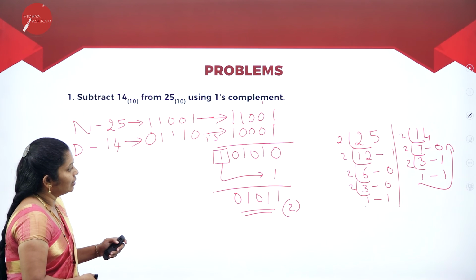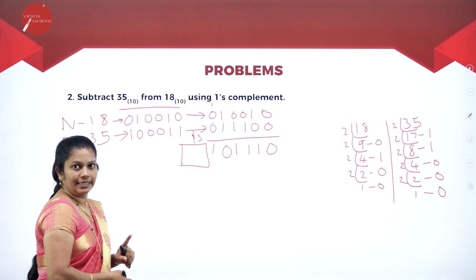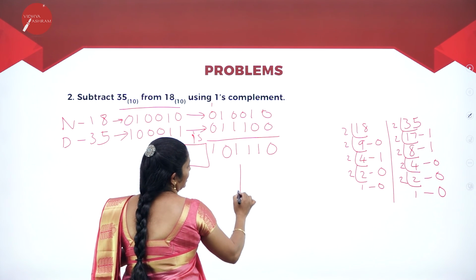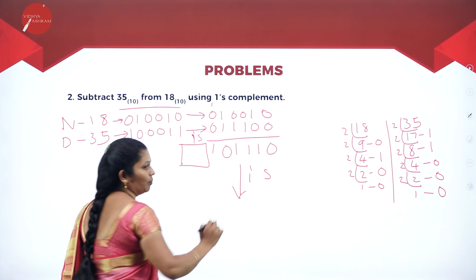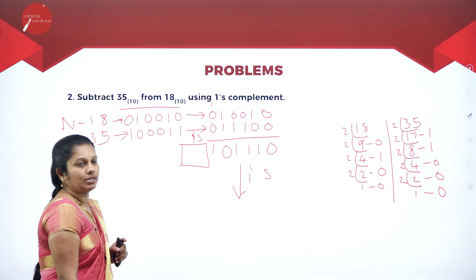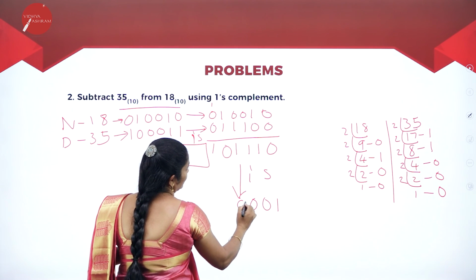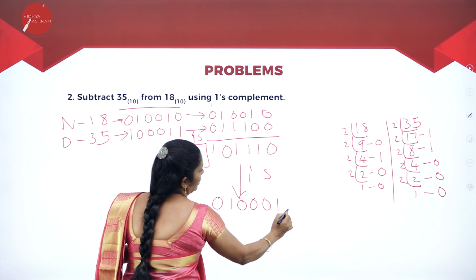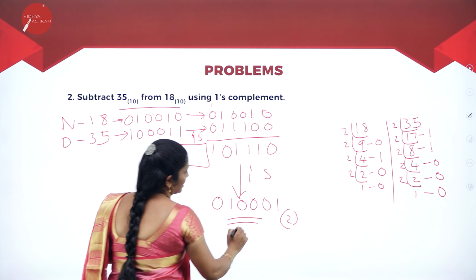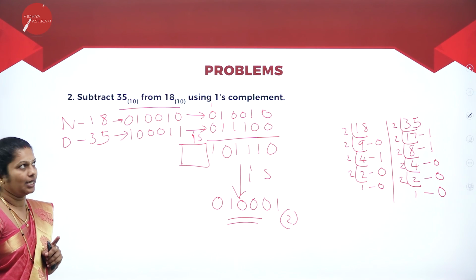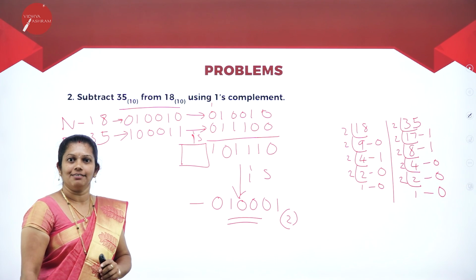Same way, here what do you have to do? We are not getting any carry. That's why convert this result to 1's complement and then put a negative sign. Here 1, 0, 0, 0, 1, 0 in base 2. This is the final value, put a negative sign to get the final result.